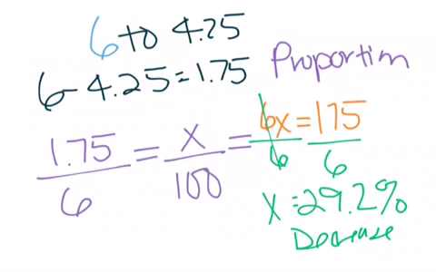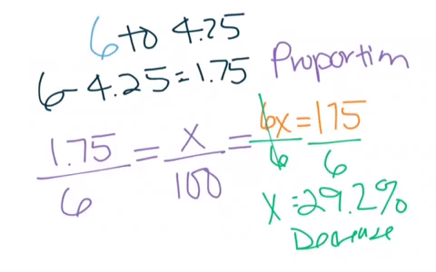Alrighty, now instead of doing the percent formula, we're going to do the percent proportion. So now I go from 6 to 4.25. I subtract it, I get 1.75. So you do 1.75 over the original number of 6 equals the unknown percent over 100. I cross multiply to get 6x equals 175. I then divide by 6 to get x equals about a 29.2% decrease.